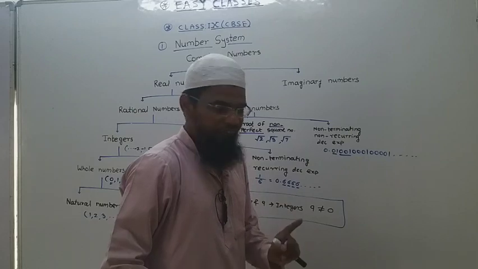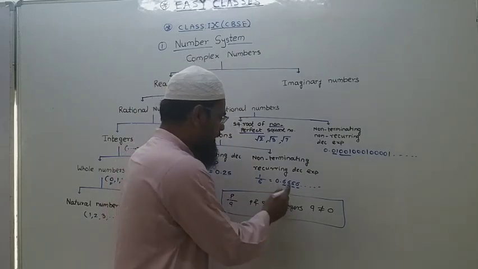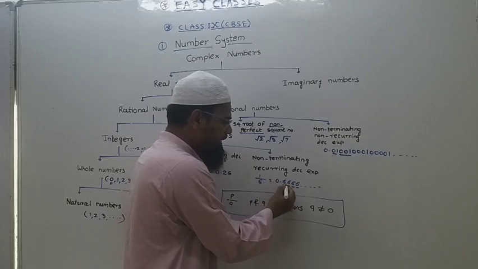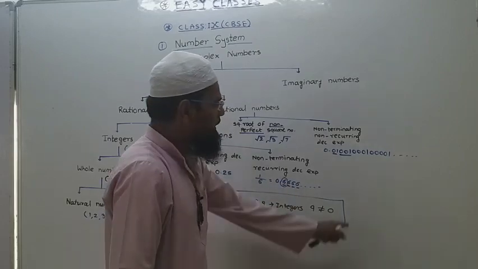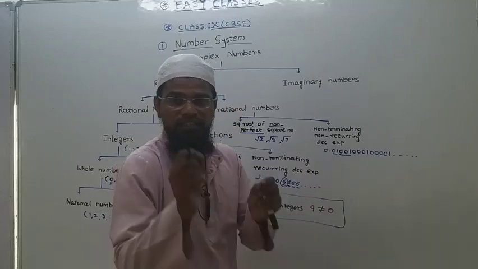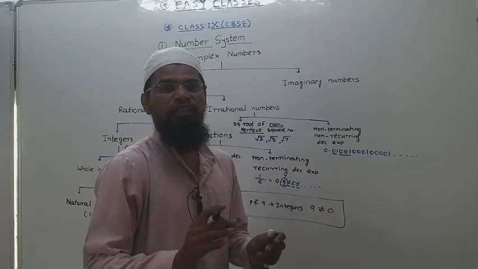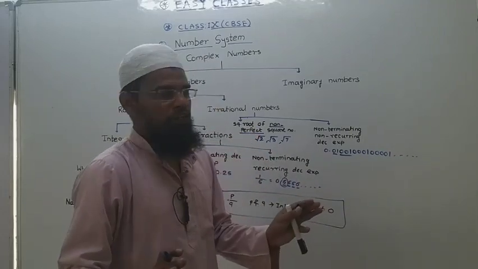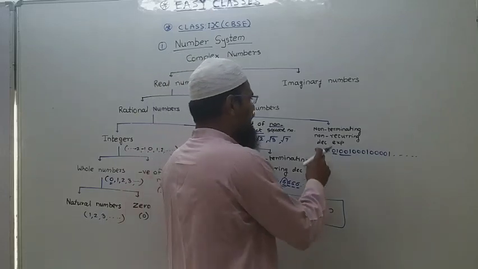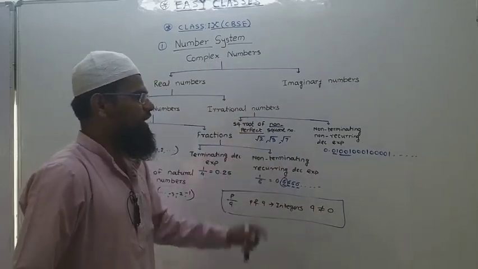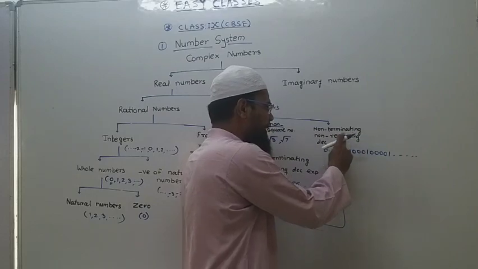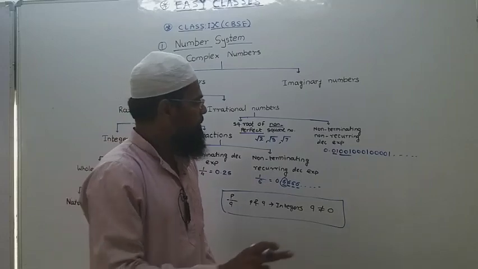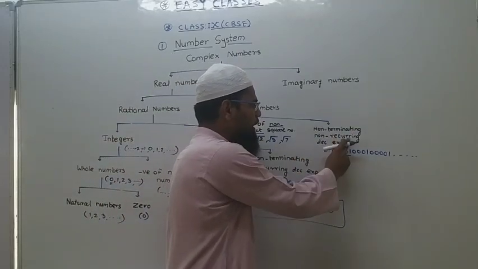It is different from this one. If we take the example of 1 upon 6, 0.6, here 6 is repeating. But in an irrational number, a single digit or a group of digits is not repeating, and it is also not terminating. So we can say that the decimal expansion of an irrational number is non-terminating, non-recurring.